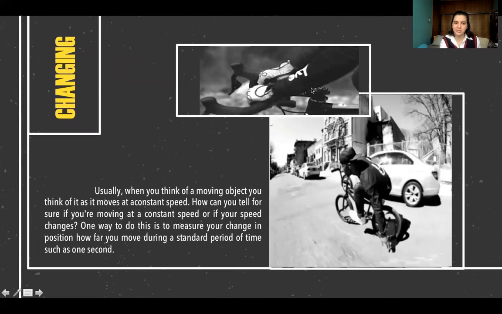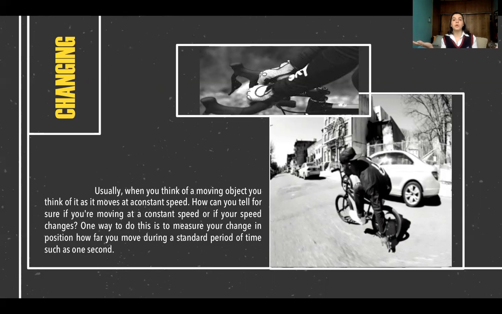So, changing the speed. Usually, when you think of a moving object, you think of it as moving at a constant speed. How can you tell for sure if you're moving at a constant speed or if your speed changes? One way to do this is to measure your change in position, how far you move during a standard period of time, such as 1 second.